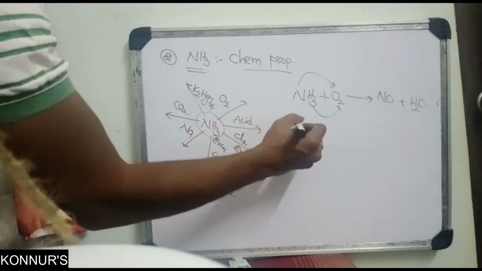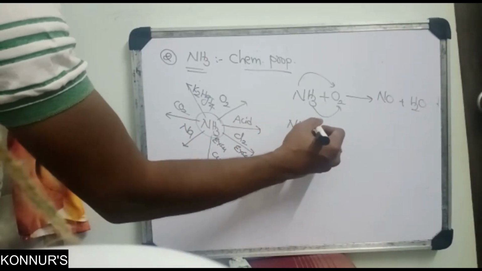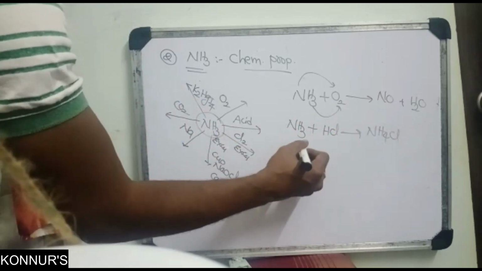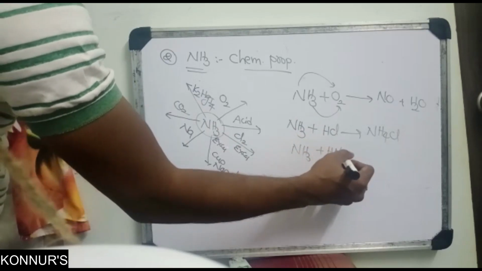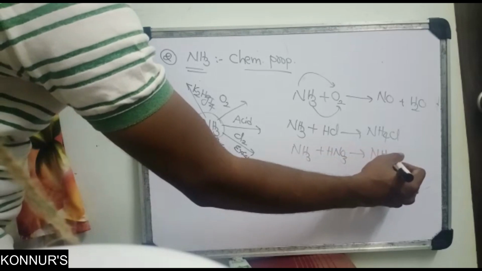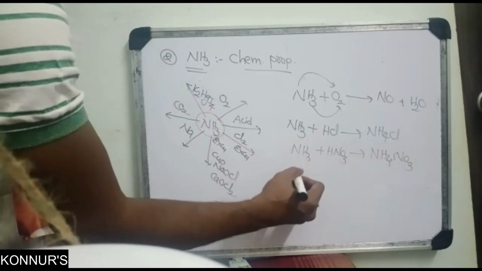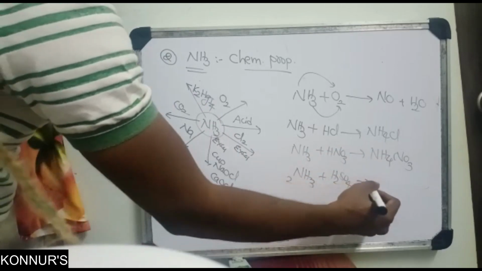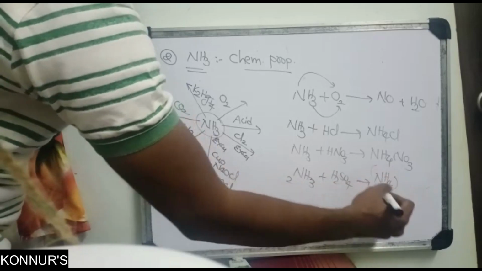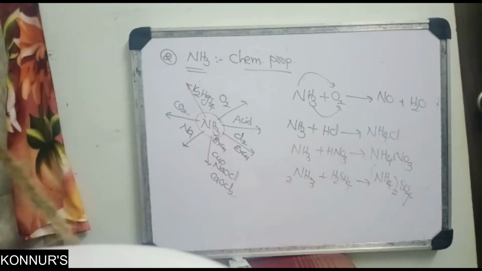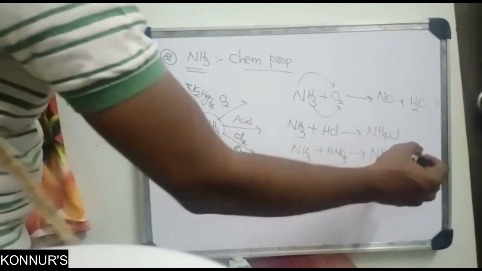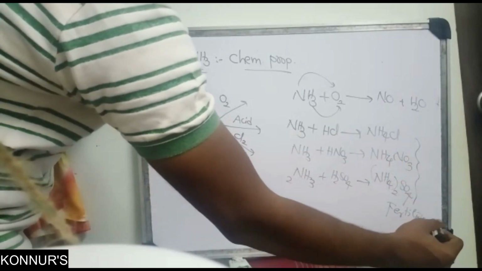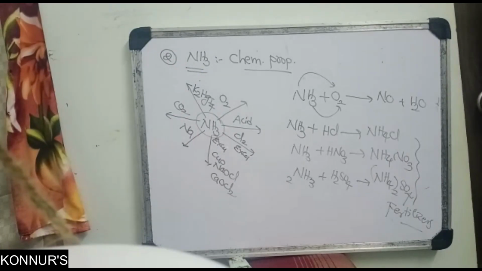Next, ammonia reacts with acid. Ammonia reacts with HCl, giving ammonium chloride. Ammonia reacts with HNO3, giving ammonium nitrate. Ammonia plus H2SO4 gives ammonium sulfate. See, ammonium chloride, ammonium nitrate, ammonium sulfate, these all are what? Fertilizers. Nitrogen supplying fertilizers.